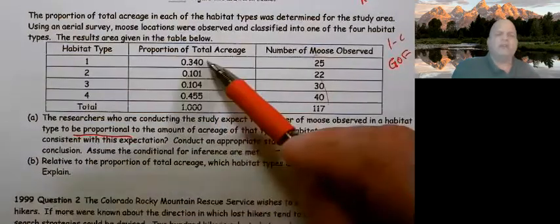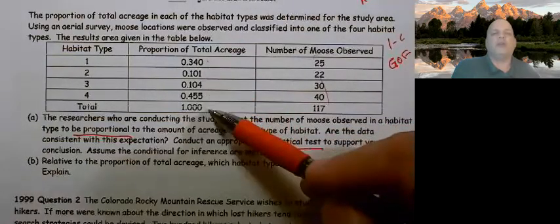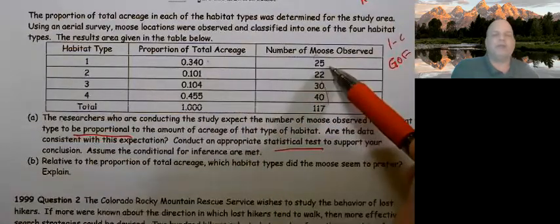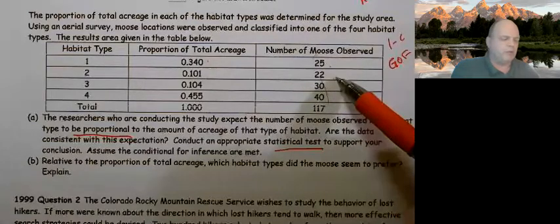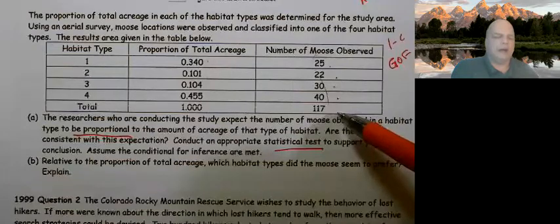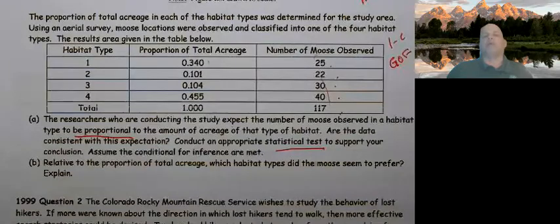And so what is this? This is the expected proportions. This is the proportion of acreage. So basically we would expect to have 34% moose. We'd have 10% moose, 10% moose, 45% moose, and that would make 100%, which is what we have here. We would expect it to be proportional or consistent or matching.